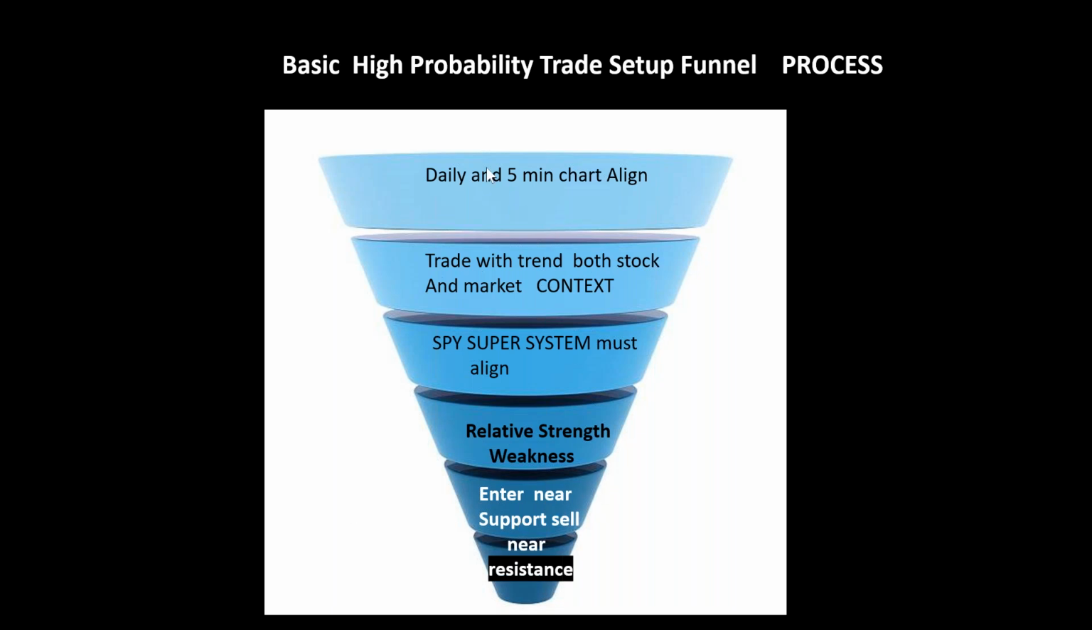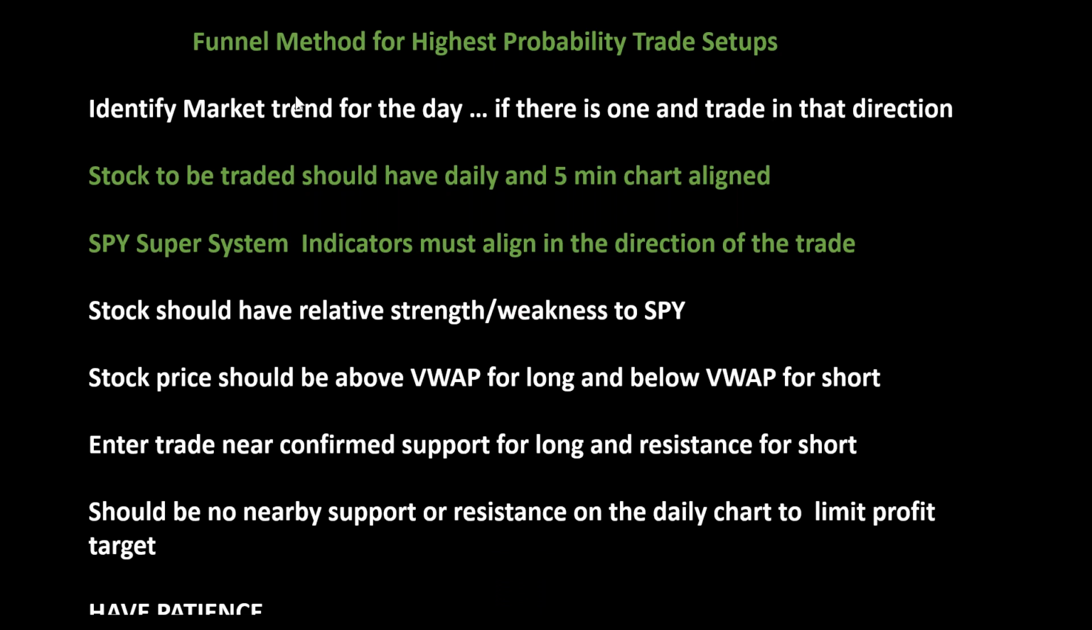All right, so this is the high probability trade setup funnel. This is the process we go through to find high probability trade setups. And again, it's just written out as opposed to the funnel. Stocks to be traded should have the daily and 5-minute chart aligned, especially for what I consider swing trades, which would be a trade that you're going to take for 5 or 6 hours or overnight or 3 weeks. Those are swing trades. You got to have the daily chart line up.